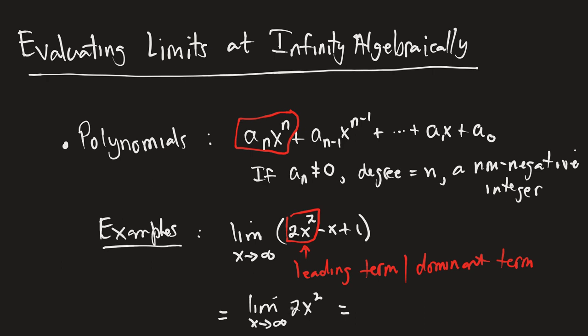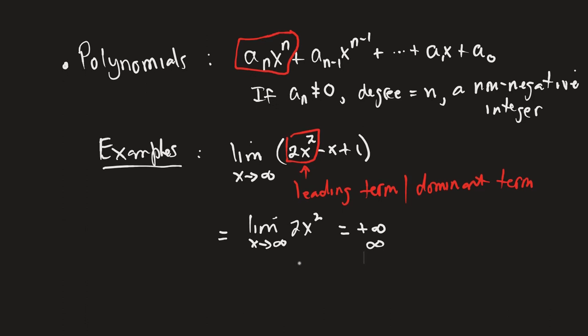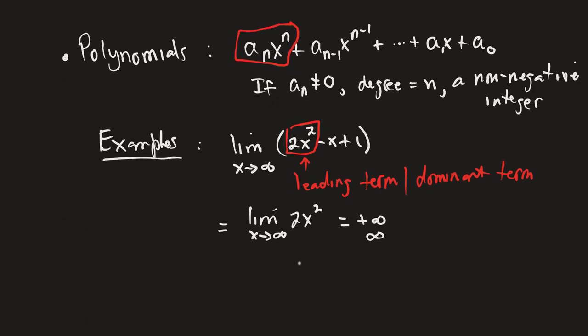Well, what do we use to indicate that? We indicate that by positive infinity. Or if you don't want to write the plus sign, you could just do infinity. Right? So with polynomials, they're easy to evaluate at plus or minus infinity. You simply have to identify that dominant term. All right. So let's say this is example 1.